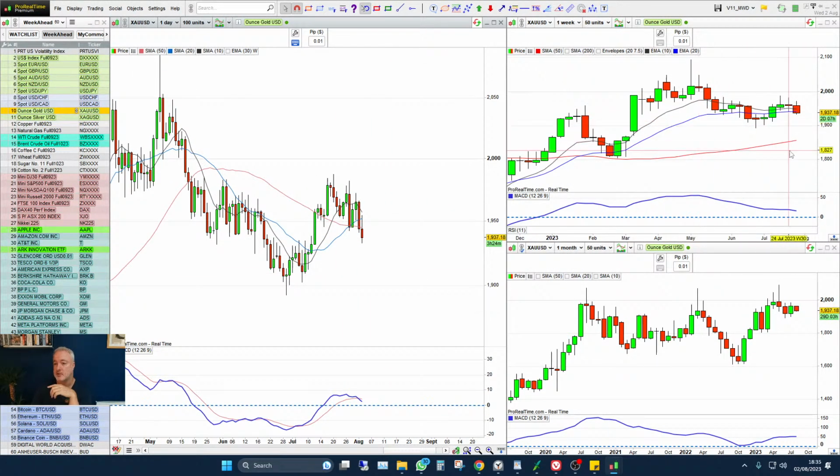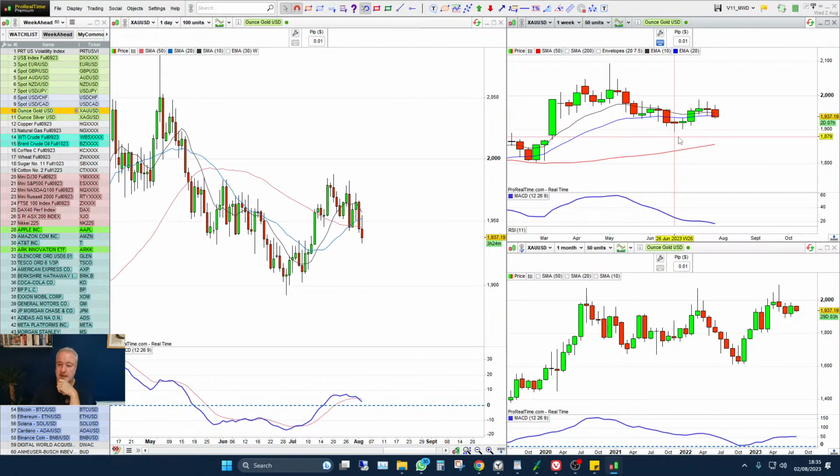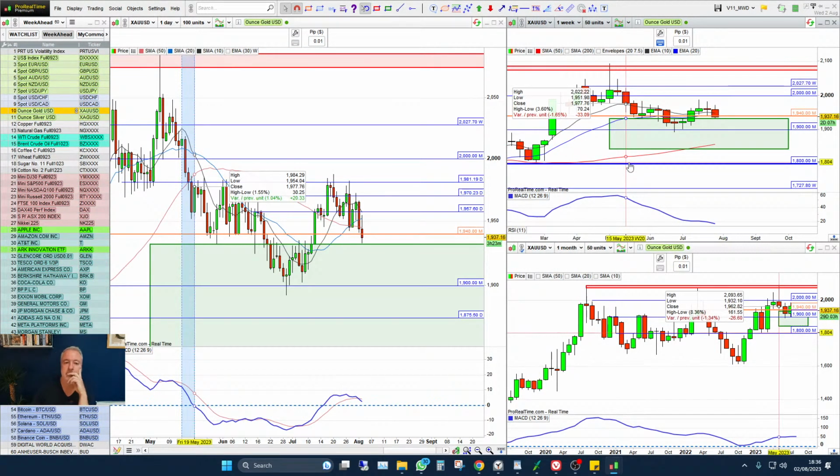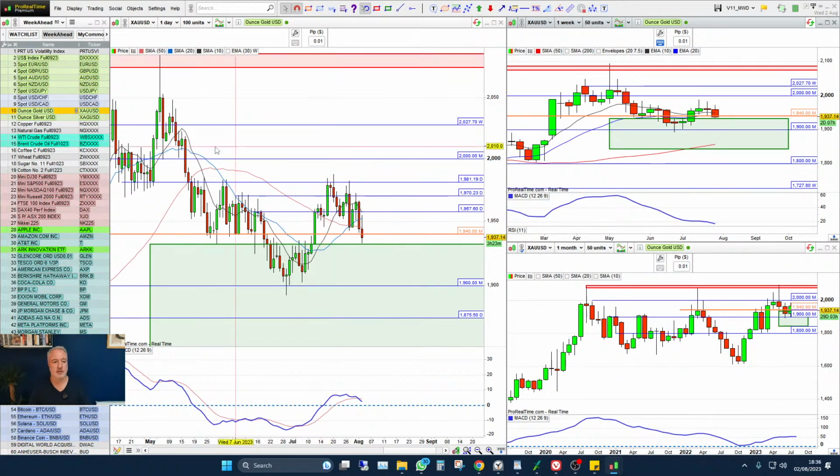Still stuck within this region. So it's still range bound. Doesn't look great. I'm going to just do this quickly. There was an area where I'm looking for it to turn around. Yeah, there's just nothing there. Okay.